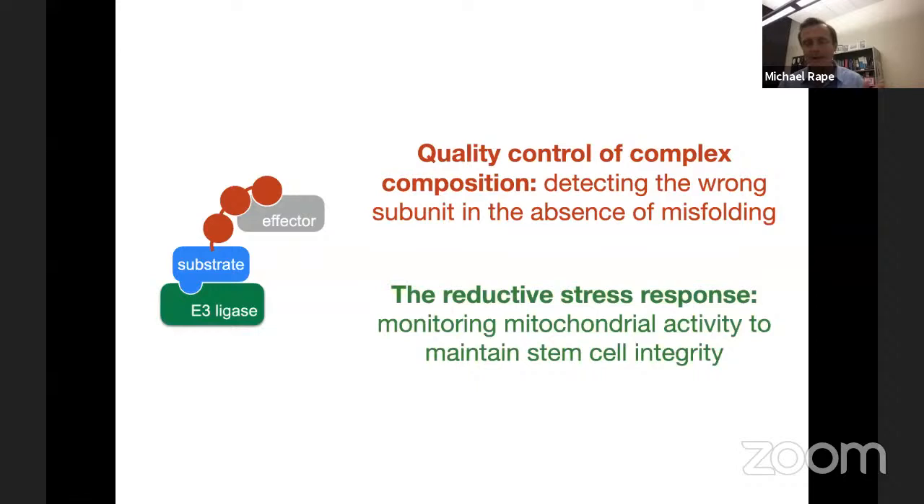And the second is probably what I consider right now the most important finding of our lab so far, a new stress pathway called the reductive stress response, which we have discovered, where ubiquitin is used to allow the cell to monitor the rate of ATP production and basically the extent of mitochondrial activity in the cell, something that is really at the heart of almost all of life. So let's start with the first story, quality control of complex composition.